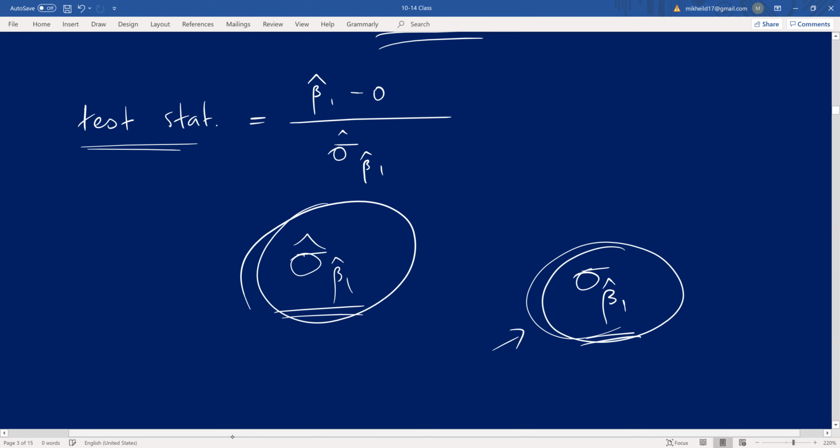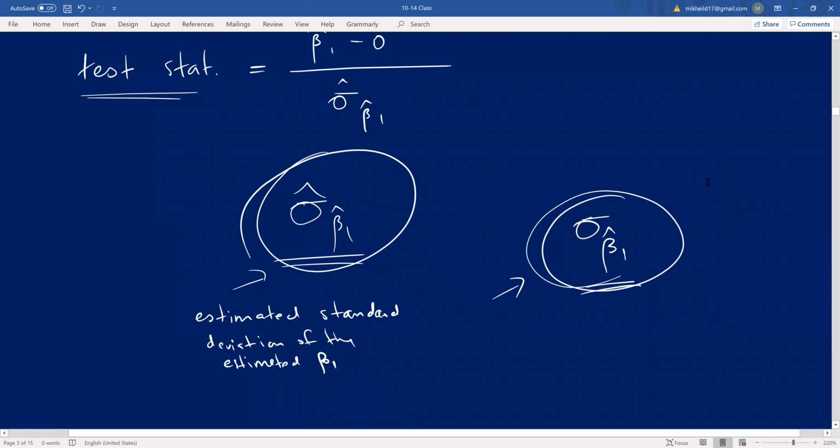You use the sample standard deviation of the estimated beta 1. So this is the estimated standard deviation of the estimated beta 1. By estimated beta 1, I mean clearly beta hat 1. And this is what we are using.